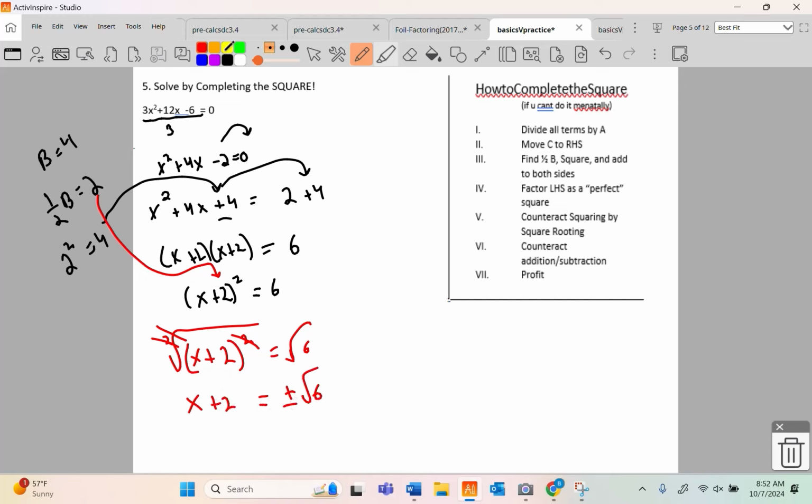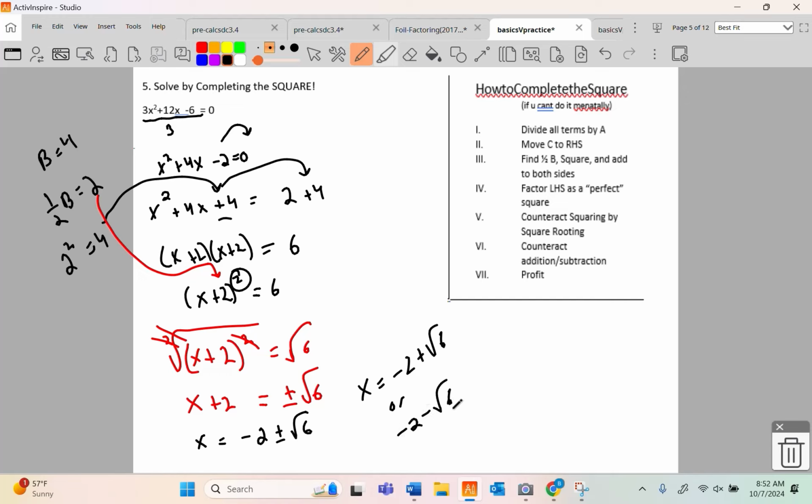Now, why the plus or minus? Because I had an exponent of 2, so I had 2 solutions. The opposite of addition is subtraction, so negative 2 plus or minus root 6. Now, you might see this given as 2 distinct answers. You might see that x is negative 2 plus the root of 6, or negative 2 minus the root of 6. It's one of the two.